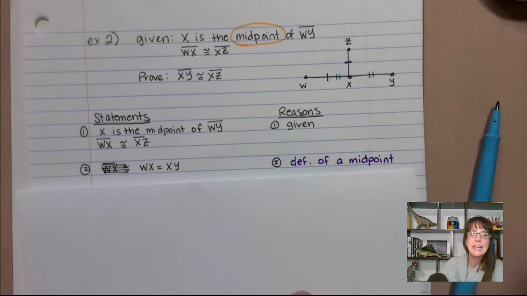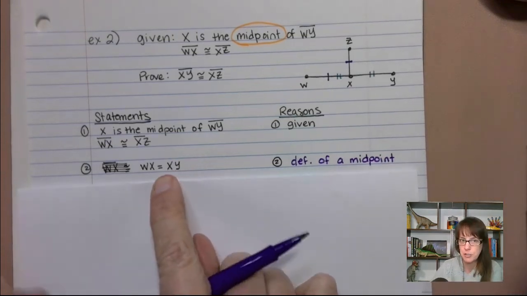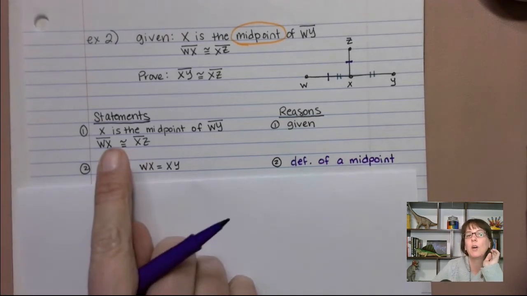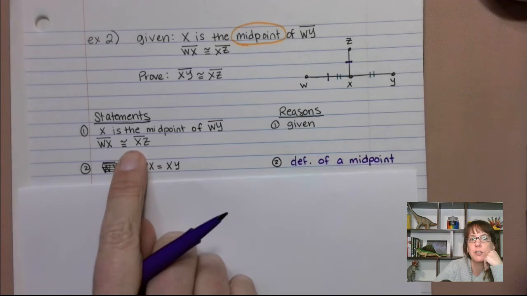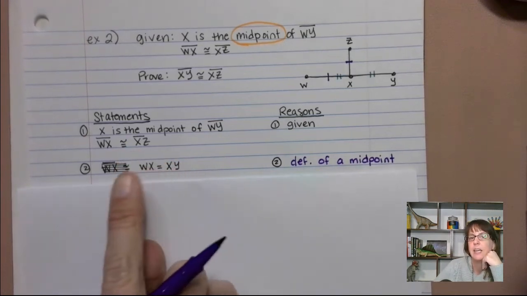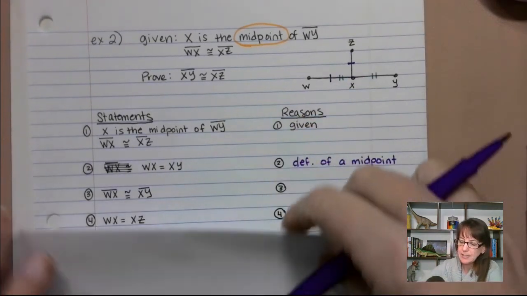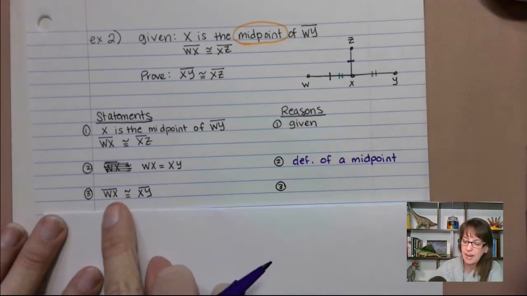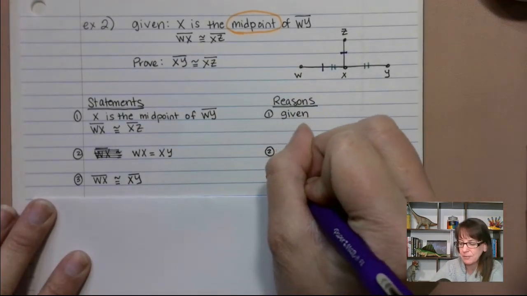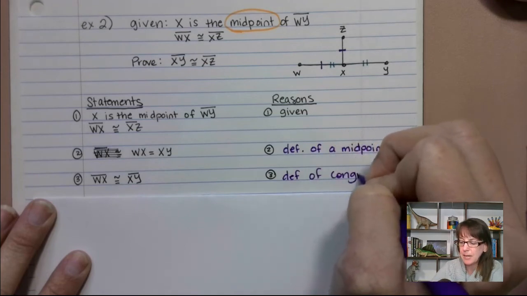Now, another tip for you on this is if you've got equals and you've got congruence, if you're starting with congruence, you're going to want to use the definition of congruence because you want to get it to be equals, because that way you can move things around. So on our next step here, we say, hey, WX is congruent to XY. That's just the definition of congruence, and that will come in handy later.